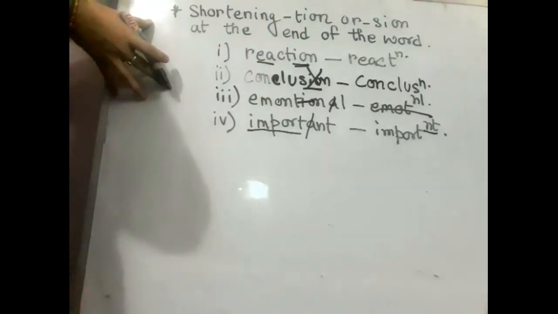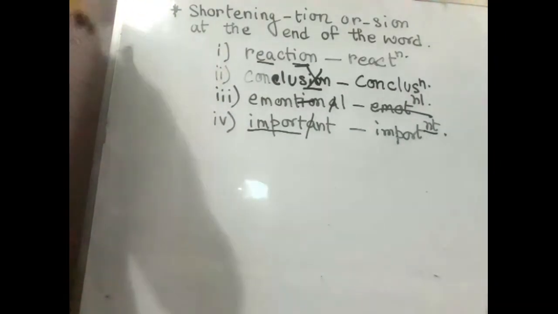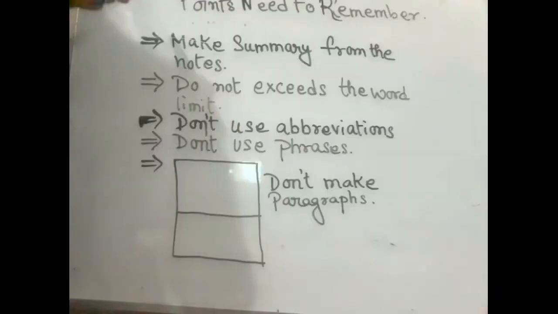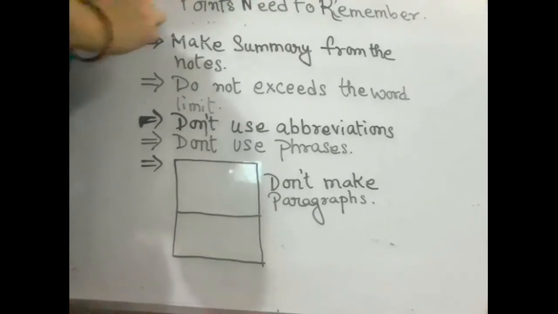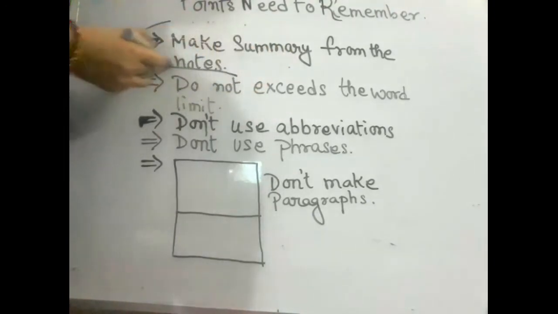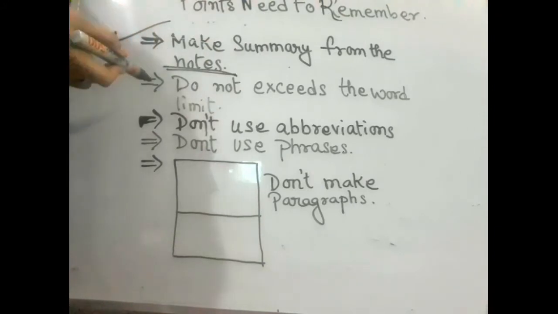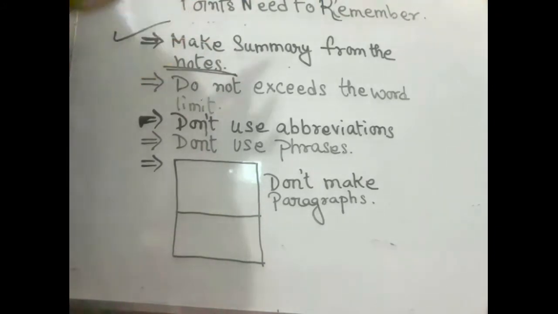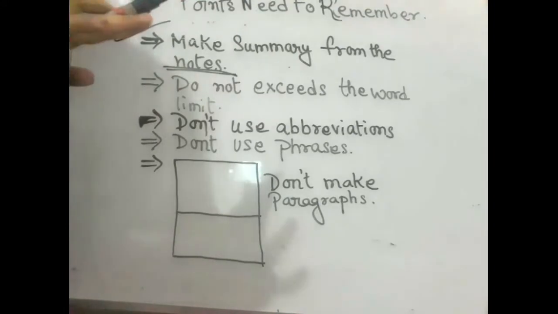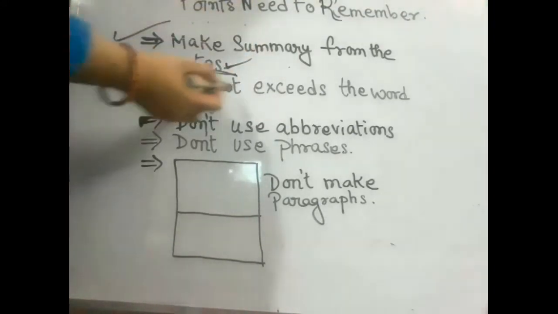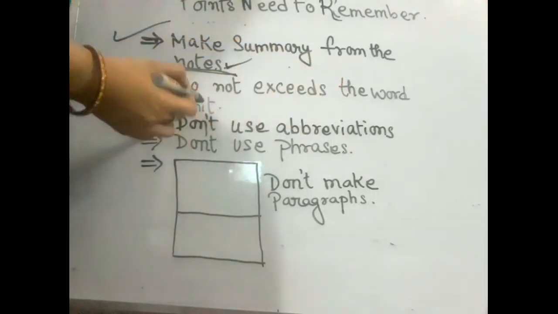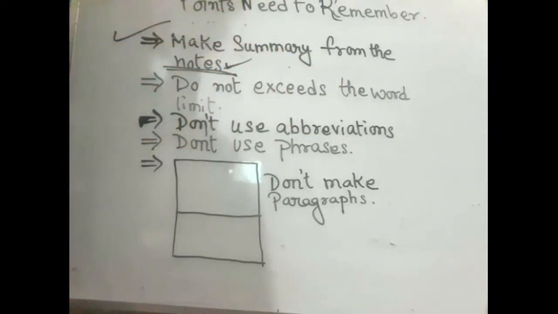Now let's talk about summary, how you have to make a summary. Now friends, points to remember while writing a summary. First point is that you have to write the summary from the notes. You have already written notes, right? No need to read the passage again for writing the summary. You can write the summary from the notes. Do not exceed the word limit. Never write a lengthy summary. Don't use extra words. Try to write in short.